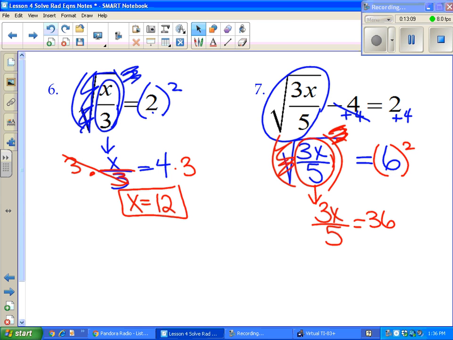Now, how do I deal with a fraction? The easiest way might be just to think of it one thing at a time. I've got 3x divided by 5.